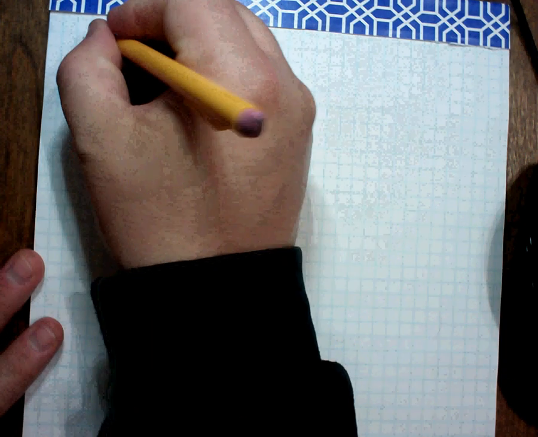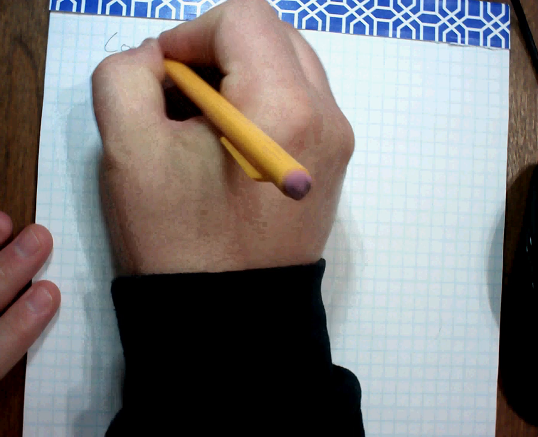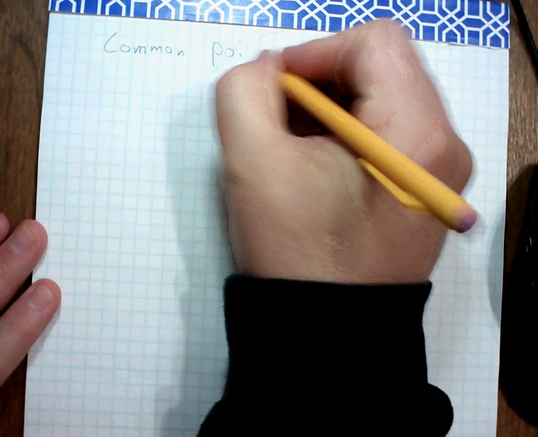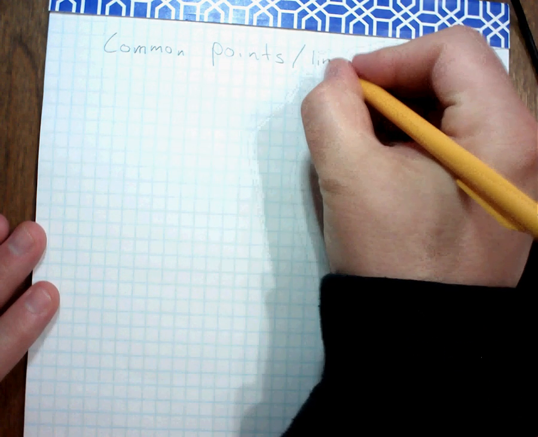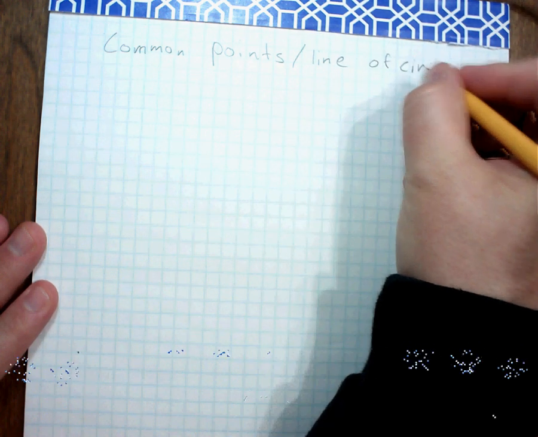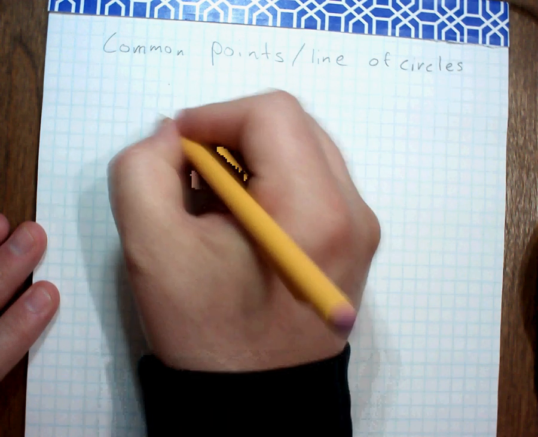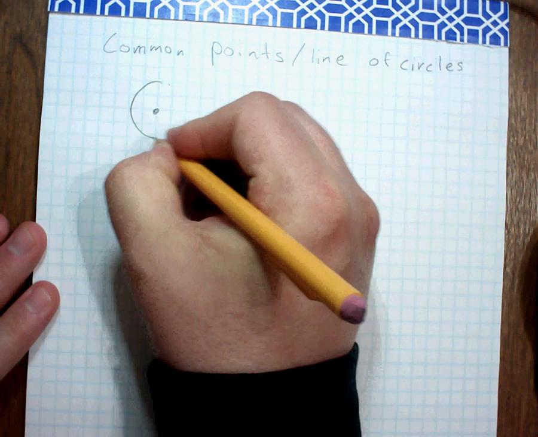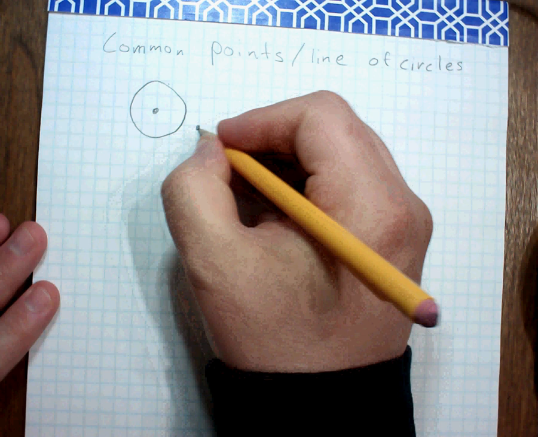So for example number 2, we want to talk about common points and lines of circles. And it's literally what I'm writing down is what we're going to talk about. So I have a circle like this, and then over here I have a circle.